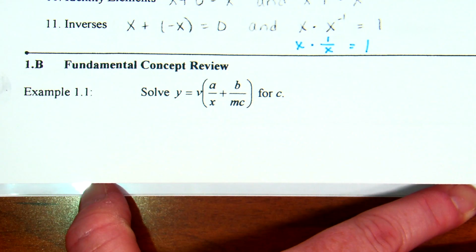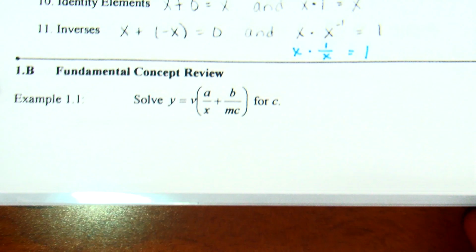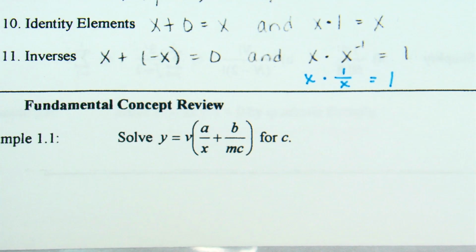Okay, let's do some fancy math then. This is technically an Algebra 1 problem. Maybe I should call it Algebra 2, because it's definitely a step up. Solve y equals v times the quantity a over x plus b over mc for c. Not a favorite skill to begin with. And then on top of it, this is not a pretty problem, is it? So our goal is to take this mess and to make it c equals.